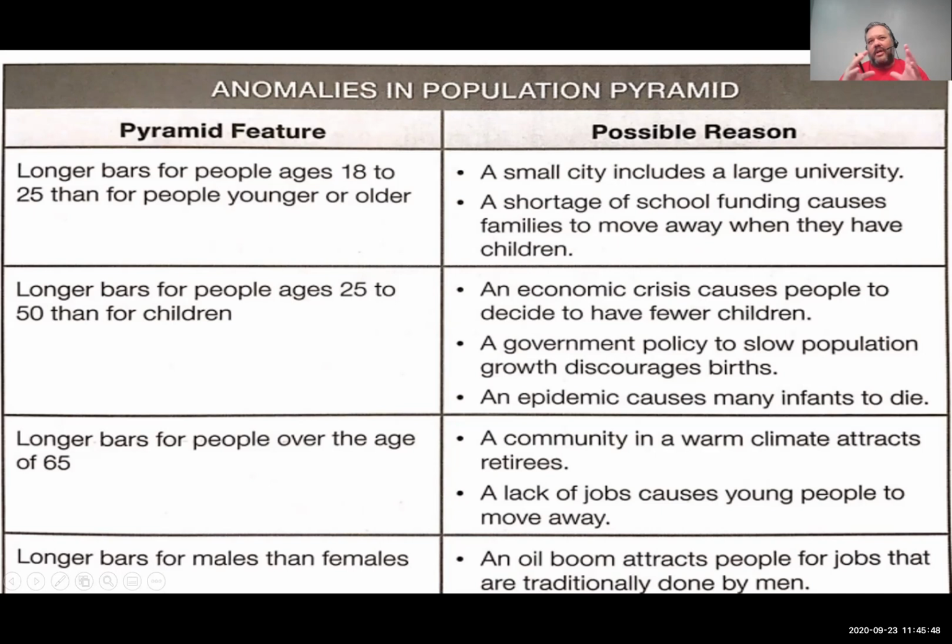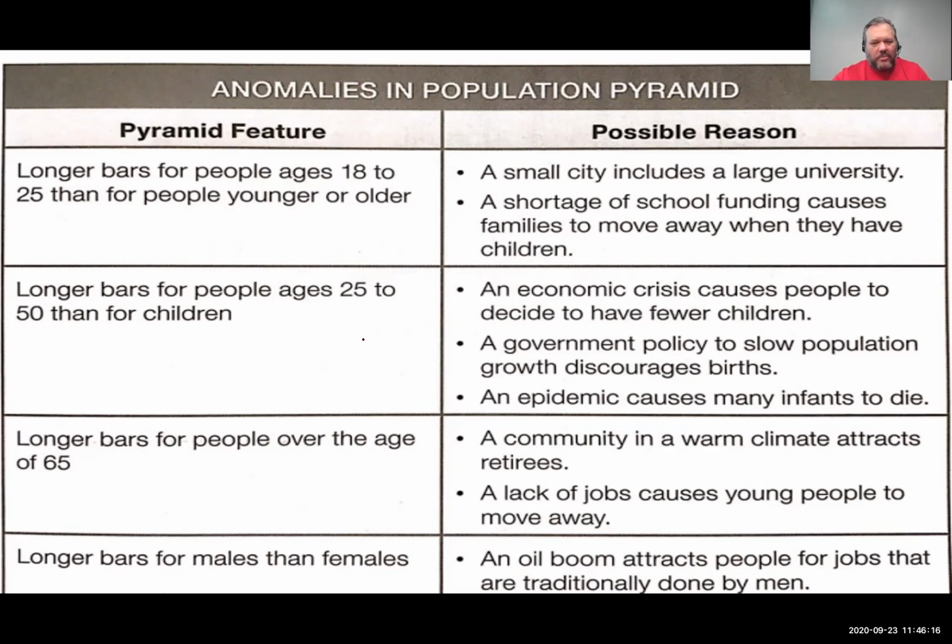And so that would cause the age group under 18 to 25, the children age group, to be a lot smaller. Longer bars for ages 25 to 50 could be an economic crisis that causes people to have fewer children, or government policy to slow down the population. If you look at something like China and their population pyramid, or some kind of epidemic, a high infant mortality rate could cause that to happen.